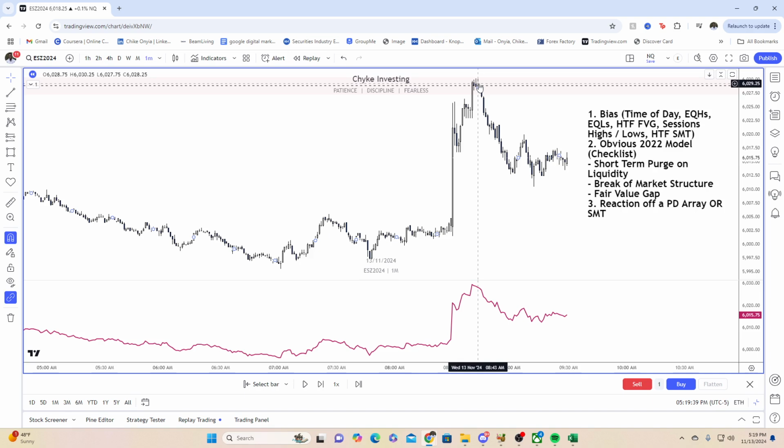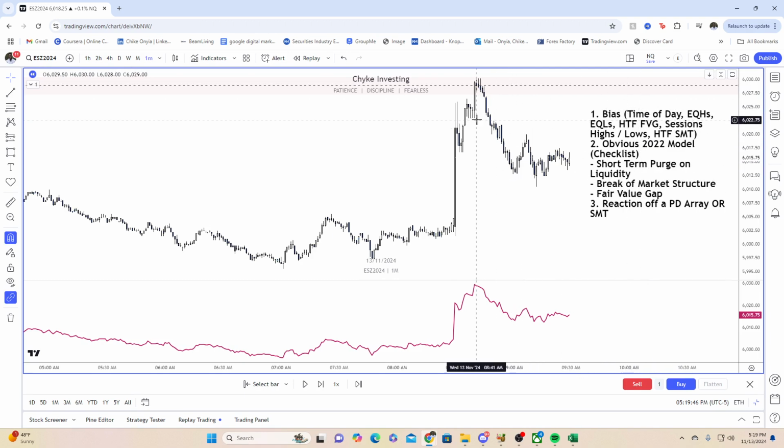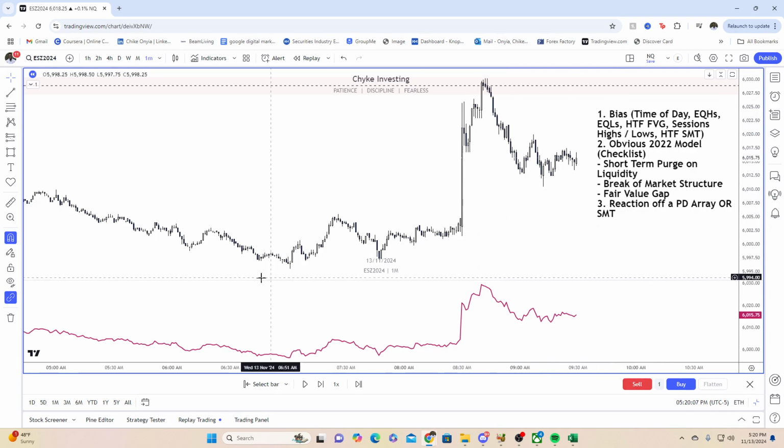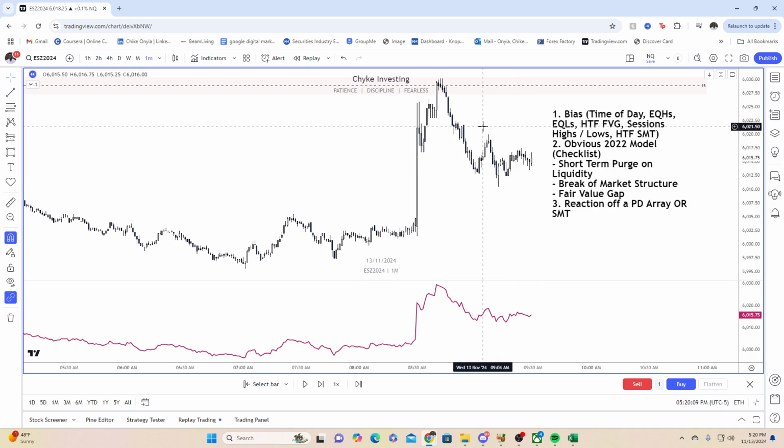We're in a deep premium as well. So we're going to return back to equilibrium. That's also informing your bias, number one. Break of market structure. We break below this low, right? Because remember I said making a series of higher highs right here. Market structure gets broken here. And there's a series of fair value gaps over here as well, right? So we get a fair value gap, break of market structure, short-term purge of liquidity, reacting from a PD array, and we have our bias already established, right? All these equal those over here. Now, that is a very nice 22 model.